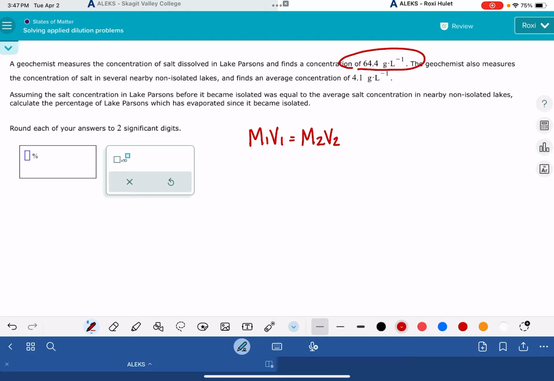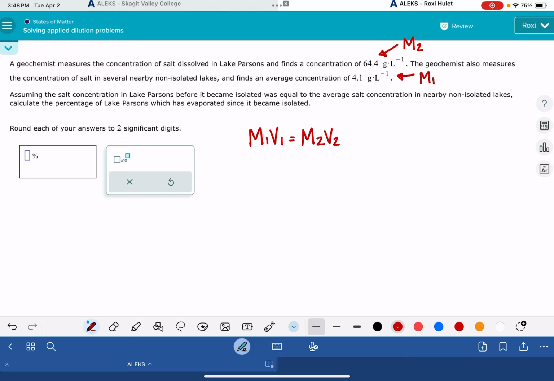So this is one of our concentrations, 64.4 grams per liter. And then there are also other lakes nearby that have a concentration of 4.1 grams per liter. It's telling us that in this lake right here, Lake Parsons, the concentration is higher because water has evaporated from it. So this 4.1 is like our initial molarity. This is what it was. And then a bunch of water evaporated, and this is the molarity that we now have.